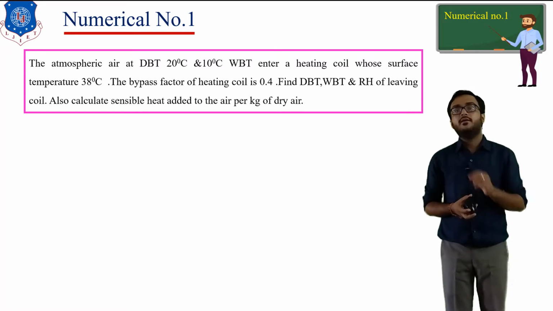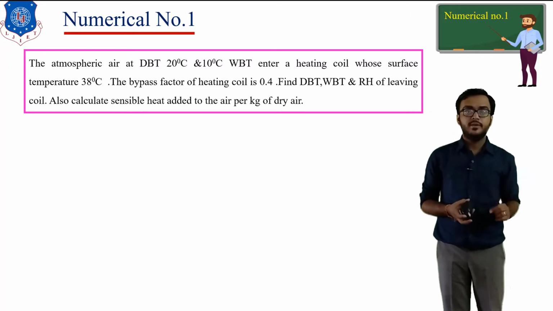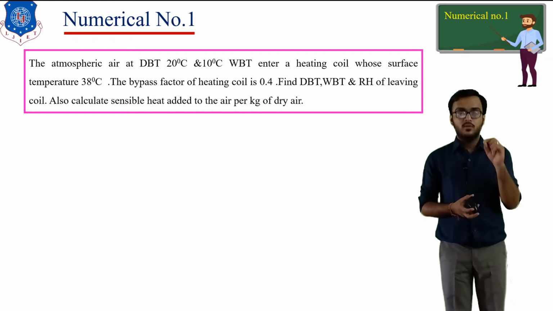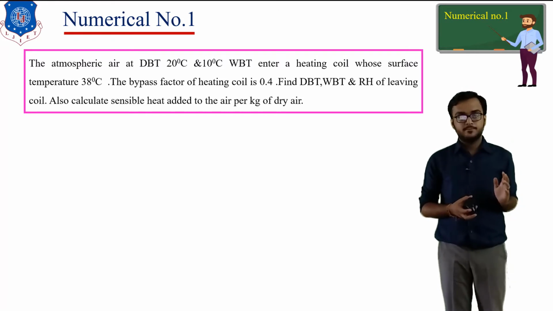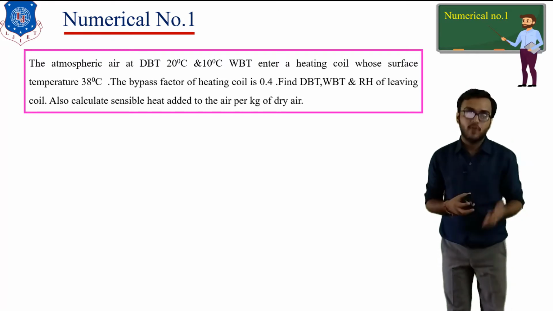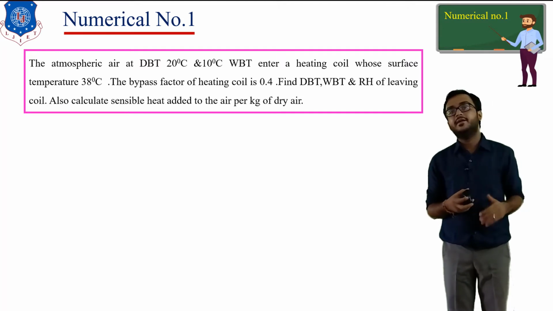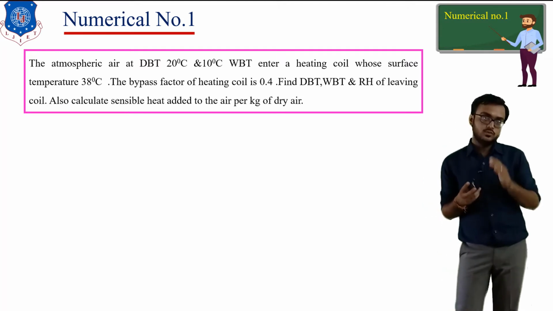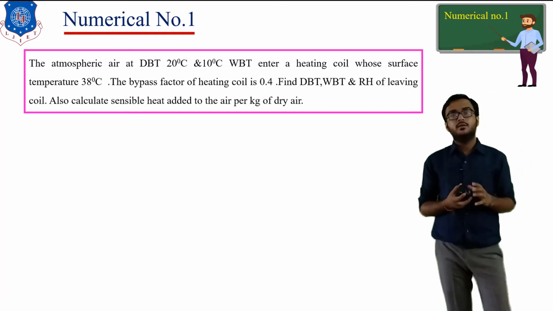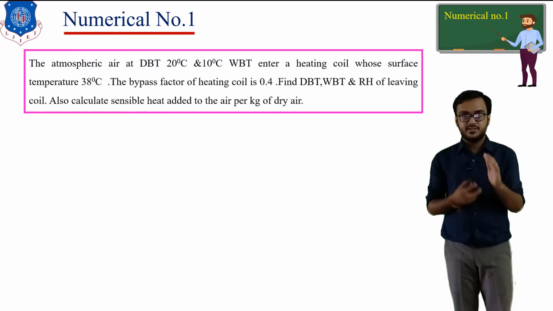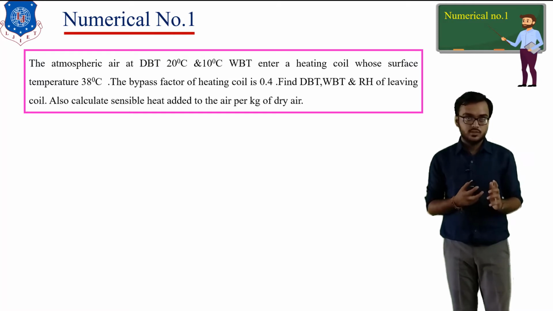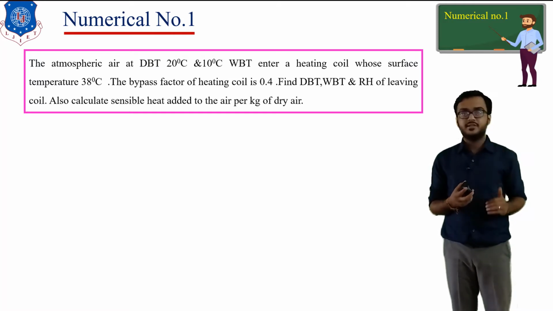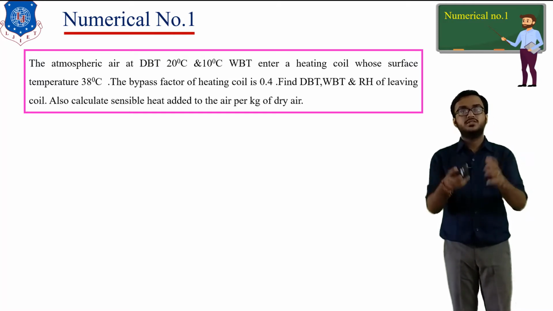We need to find the dry bulb temperature, wet bulb temperature, and relative humidity of air that is leaving the coil, and we also need to find the sensible heat added to the air per kg of dry air. So to solve this type of example, you need a psychrometric chart first. Just bring a psychrometric chart and try to solve this type of example.